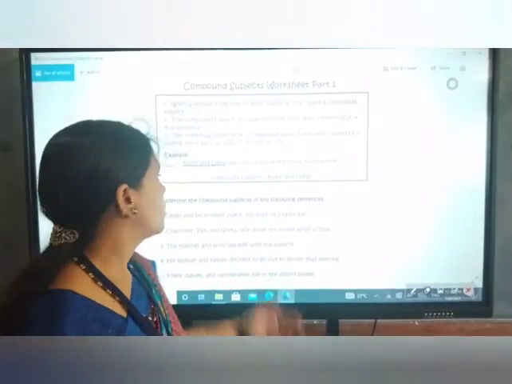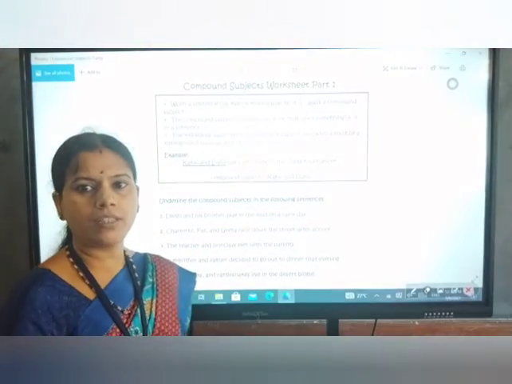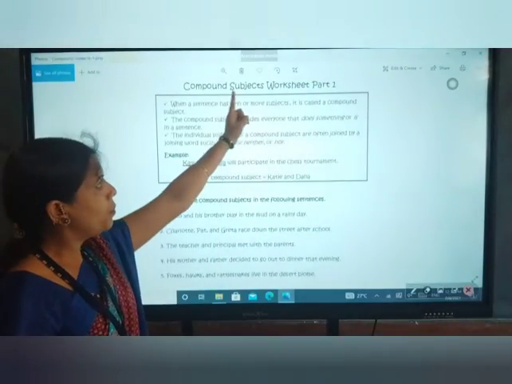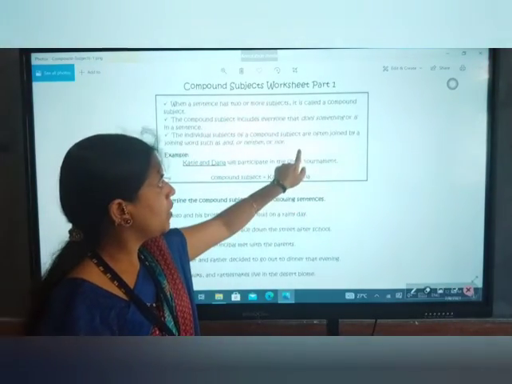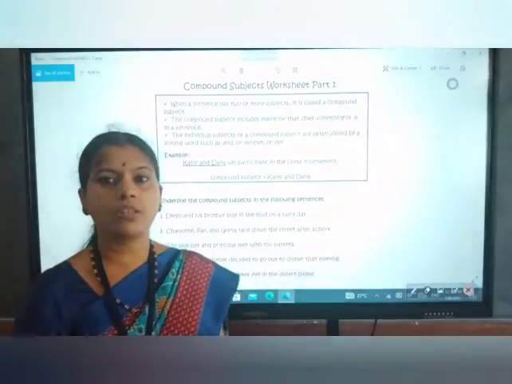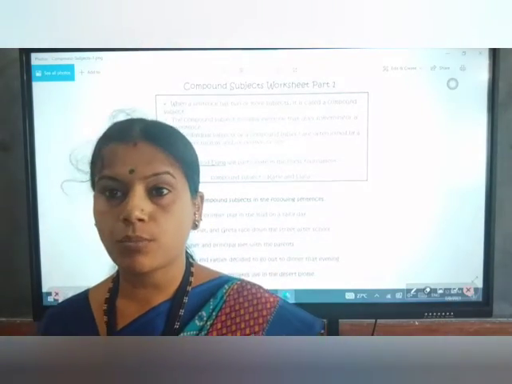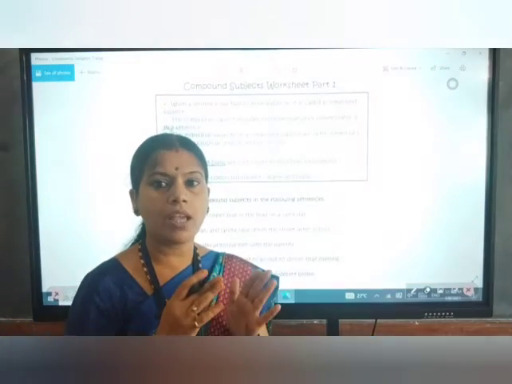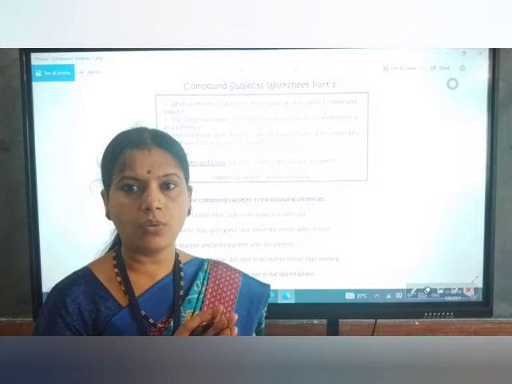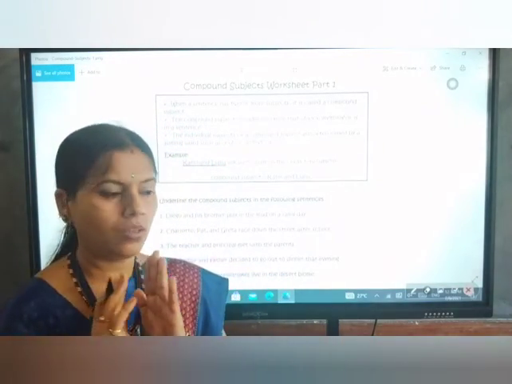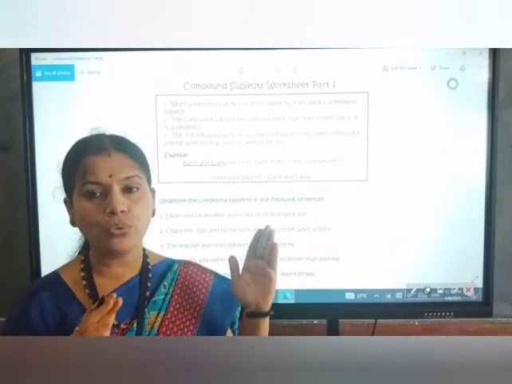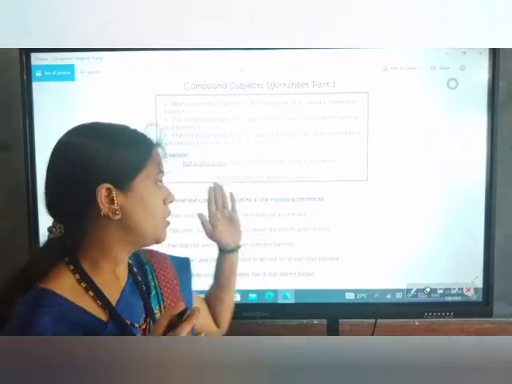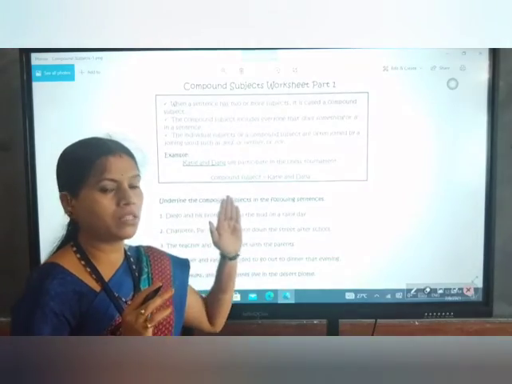Okay students, let's move to one more worksheet, that is the compound subject worksheet. Compound subject means, as we had already discussed compound sentence, the subject which has more than one noun is called a compound subject. Okay, so already we had solved two worksheets, which were only about simple sentences, simple subject and simple predicate.